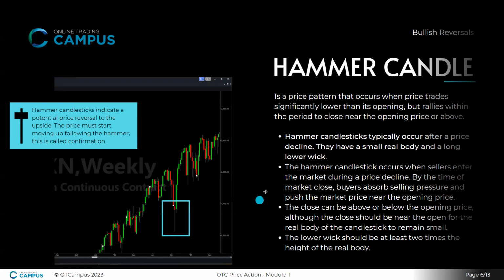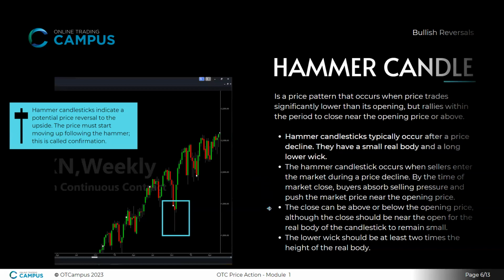Very important, I got some questions about the hammer candlesticks. Yes, but why is this a bullish reversal? This is the answer. The hammer candlestick occurs when sellers enter the market during a price decline. By the time of market close, buyers absorb the selling pressure, and that's the key. Buyers absorb the selling pressure and push the market price near the opening price. That is the answer to the question, why is this bullish? Why does it have to look like this?